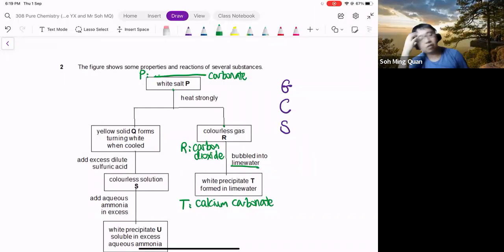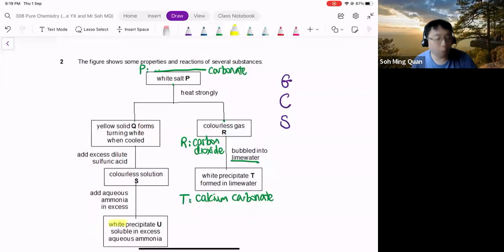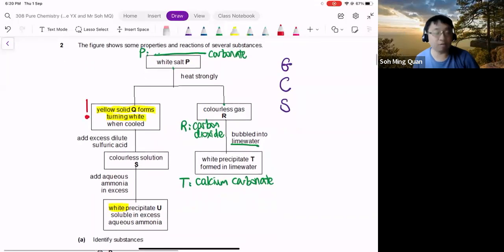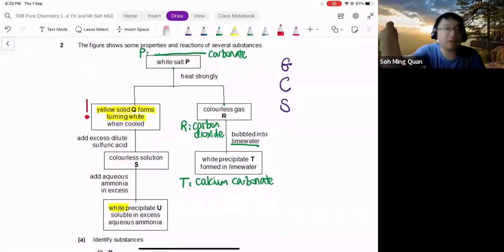Okay. Now the next thing we should work on is color. Unfortunately or fortunately, the color is white precipitate. But you have this yellow solid Q turning white. Ooh, never learned before. Okay, this one you have never learned before, and it's not in the notes. But based on the later evidence, never learned before, skip first, right? So I don't know what is Q, never learned before. But I can do U what?